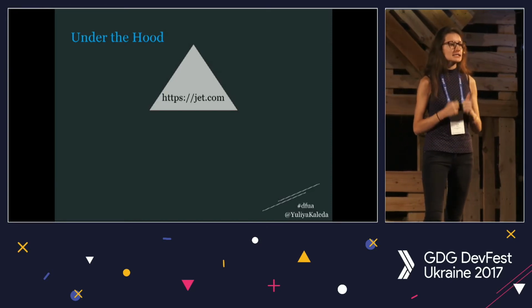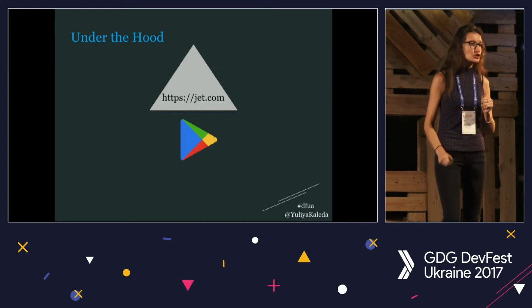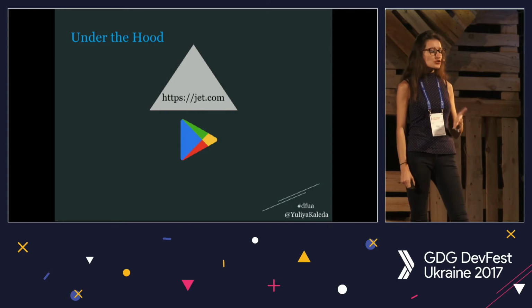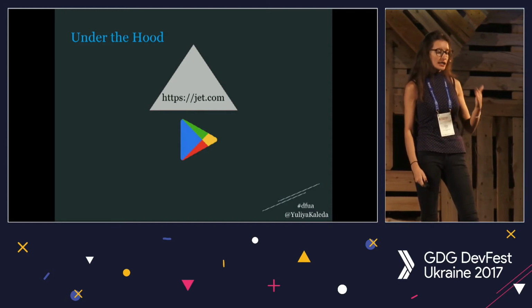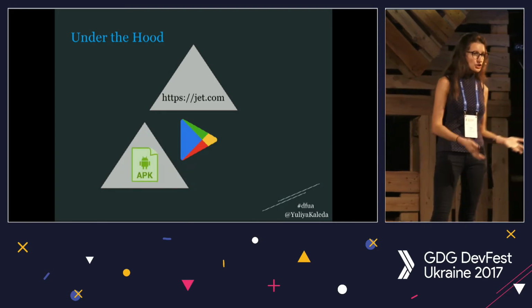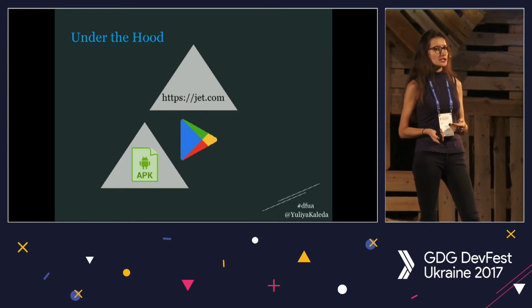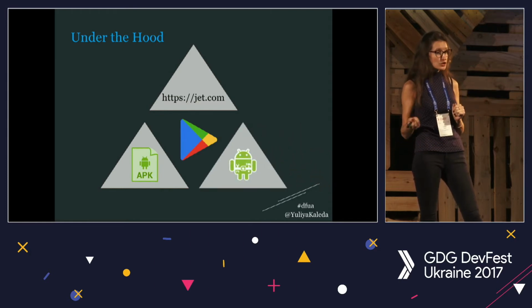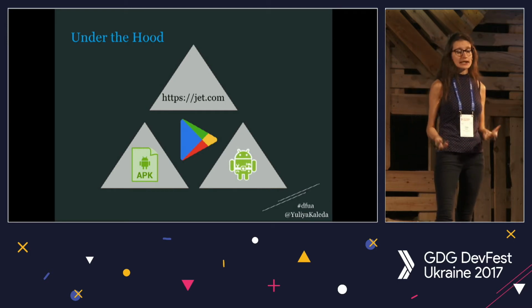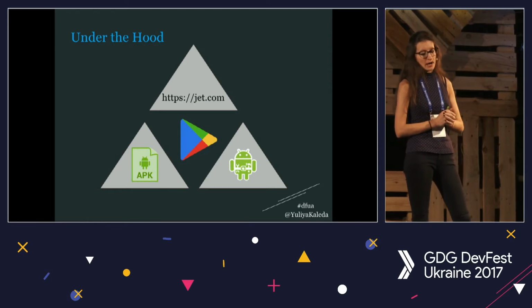So I created a link, an Instant App URL address. It's https://jet.com. And when I click on the link, this link is sent to Google Play. Then the Google Play Store tries to find a matching Instant App APK. If the Instant App APK is found, then it's downloaded on the device, and the user enjoys a delightful Instant App experience. If the Google Play Store is not able to resolve this Instant App URL address, then this URL address is sent over to the Android system, and the Android system basically handles it like any other URL address. So in most cases, we will land in the mobile web application.